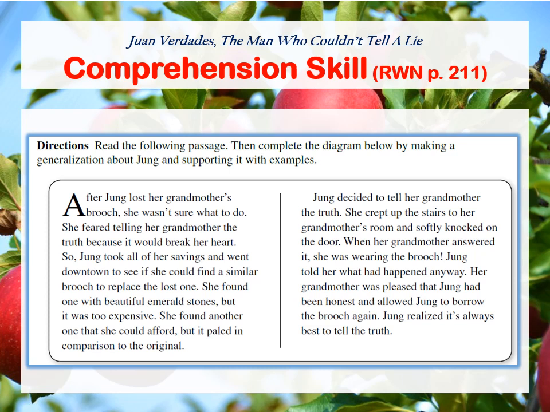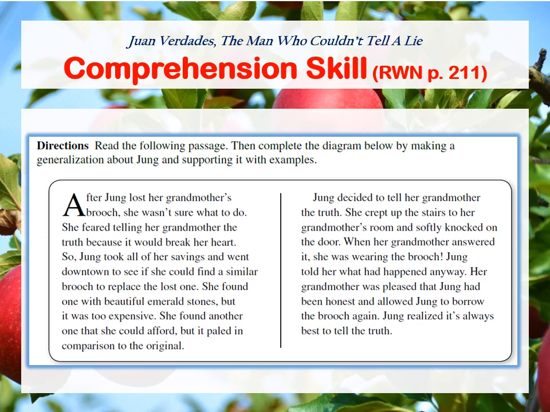She crept up the stairs to her grandmother's room and softly knocked on the door. When her grandmother answered it, she was wearing the brooch. June told her what had happened anyway. Her grandmother was pleased that June had been honest and allowed June to borrow the brooch again. June realized it's always best to tell the truth.